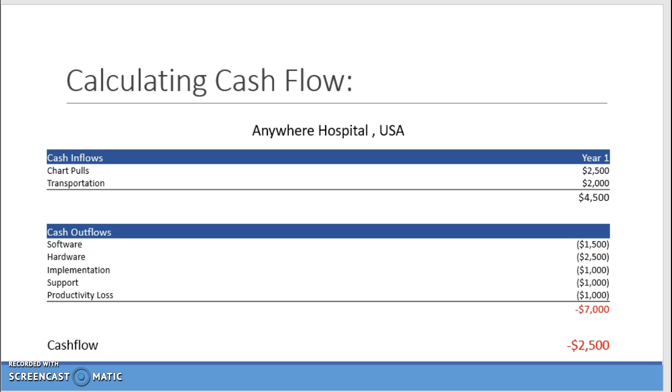In this example, Anywhere Hospital has just concluded year 1 of their EHR adoption, and they would like to calculate their annual cash flow. As you can see, they saved a total of $2,500 from chart pulls and an additional $2,000 in transportation costs, bringing their total cash inflow to $4,500. To calculate their cash outflow, we will add up all the incurred and induced costs. Over the past year, Anywhere Hospital has spent $7,000 with their EHR adoption, bringing their annual cash flow to negative $2,500.